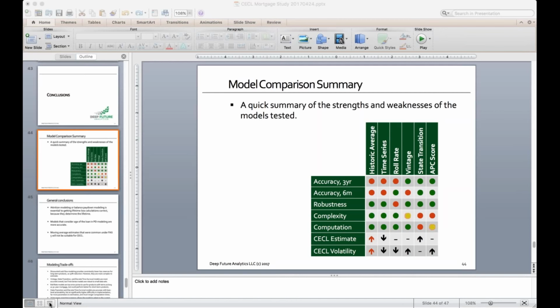I'll encourage any questions if you have. Dr. Breeden, what does a credit union need to document in terms of the vintage and discrete time survival model for auditors or examiners?